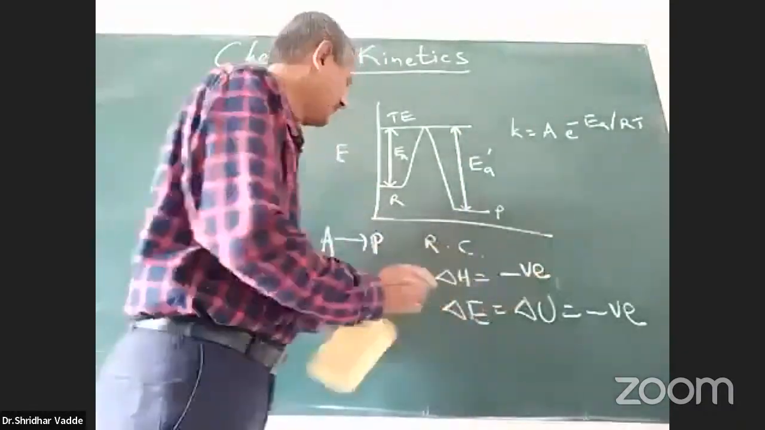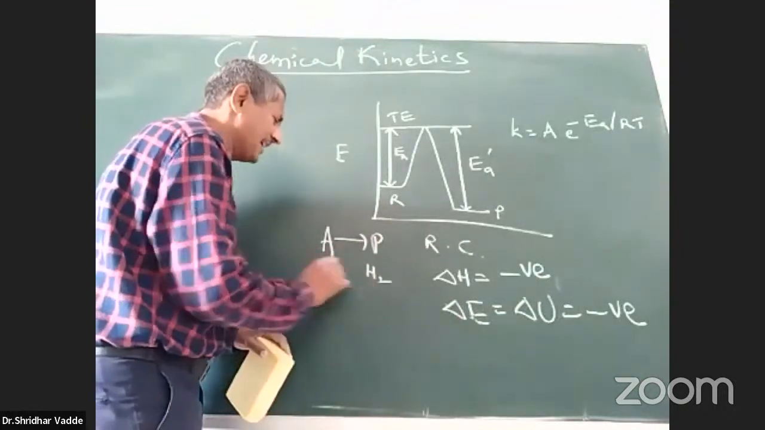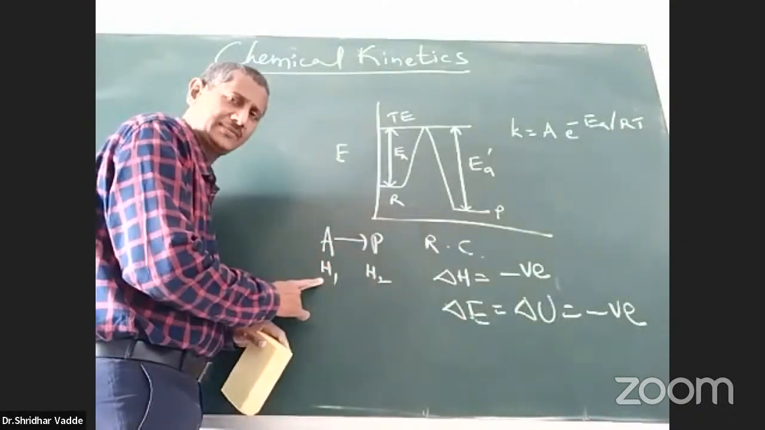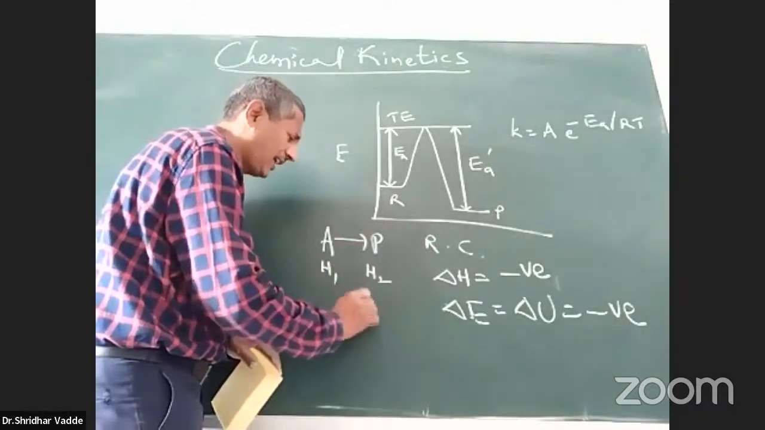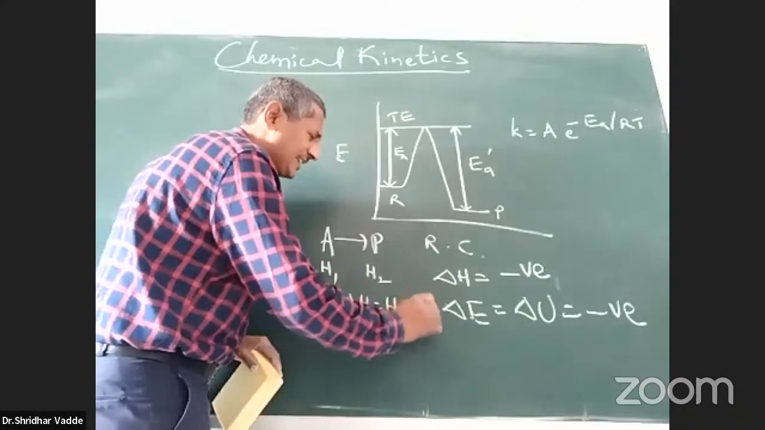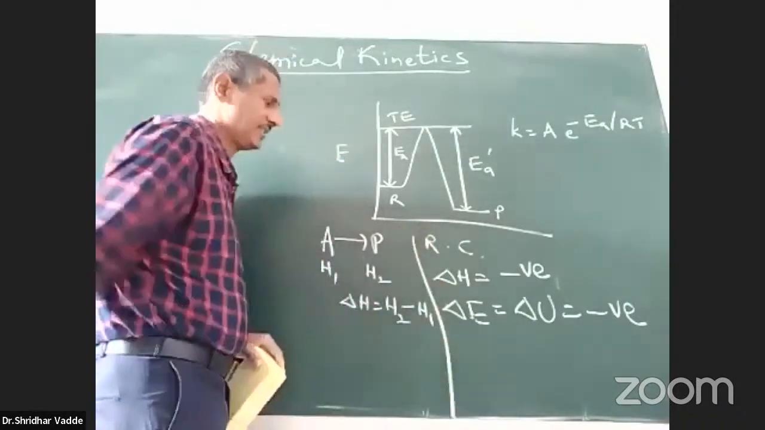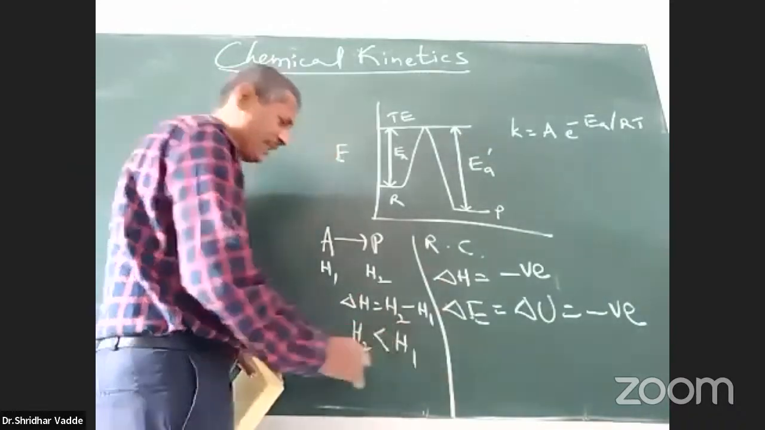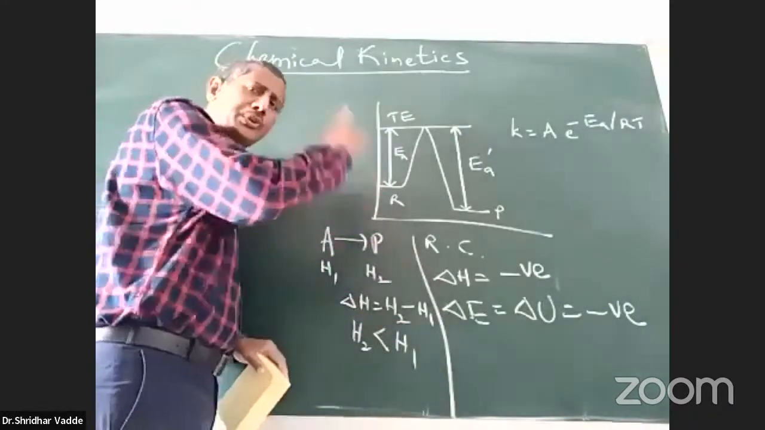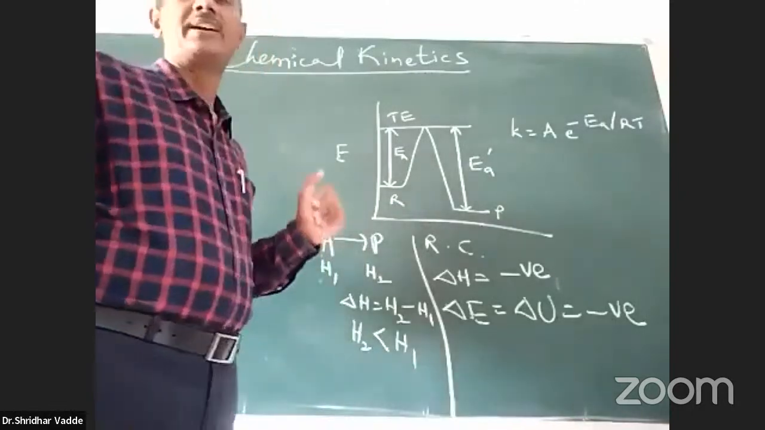That's why delta H means H2 minus H1. This is the initial state and this is the final state. So delta H is equal to H2 minus H1. Always H2 should be less than H1, which means the product should have less energy than the reactants.